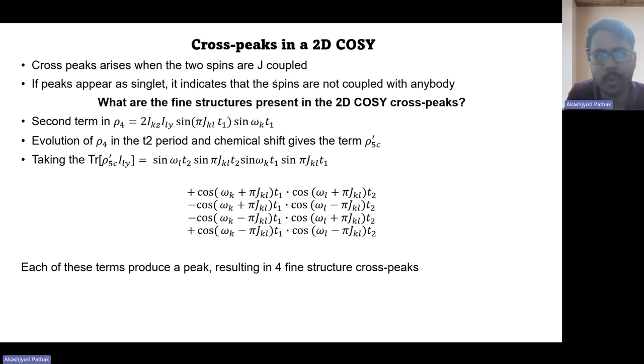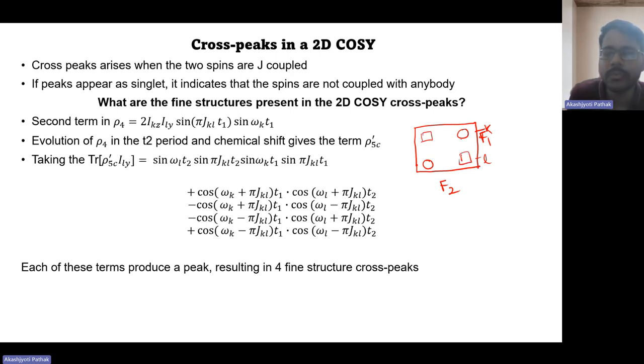Just now I was discussing that in a 2D COSY spectrum you have two different kinds of peaks. One is the diagonal peaks. Here you have the F1 axis and the F2 axis, and for a two spin system you have two different spins, say K and L. These are the diagonal peaks, and then there are the off diagonal peaks.